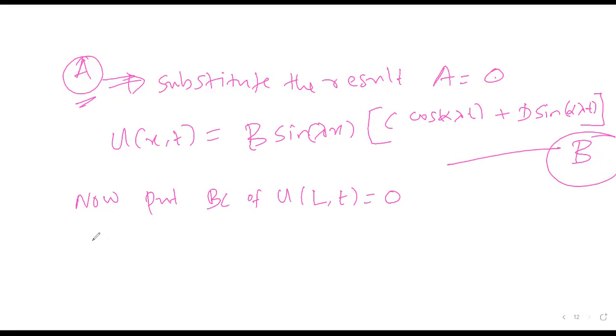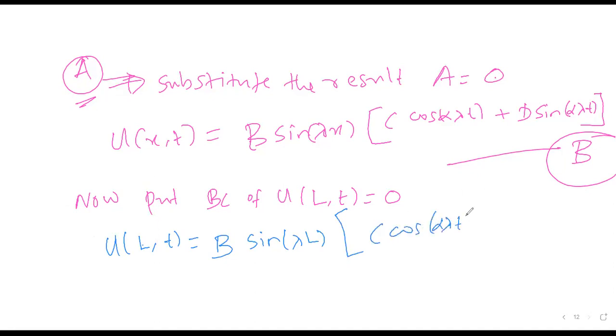So what will happen? The equation will be reduced to L comma t. Wherever the x terms come, you put the L. So I can put B sine lambda L times whatever this one is, C cos alpha lambda t plus D sine alpha lambda t. That's all. Okay.